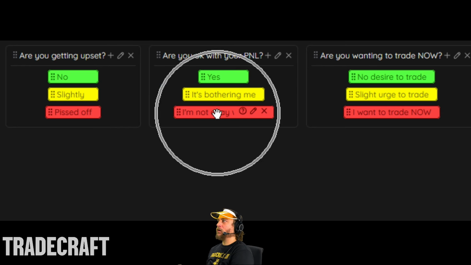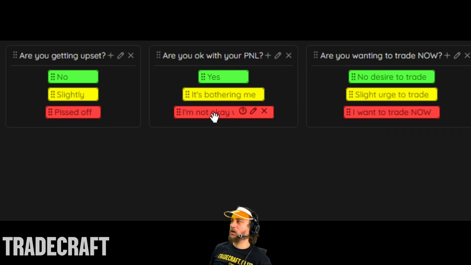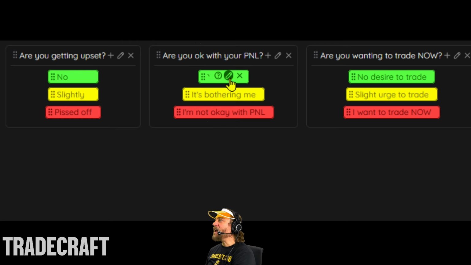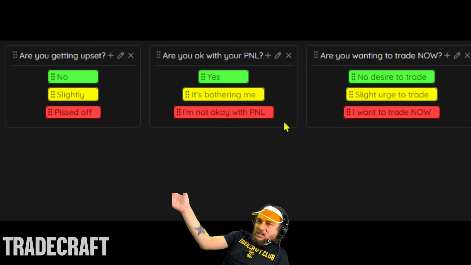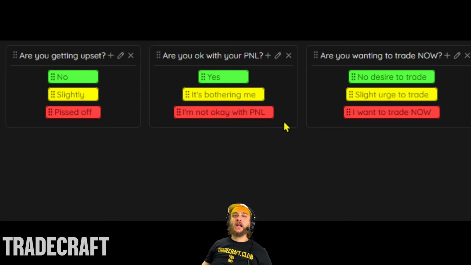Then we have contentment issues. Your P&L, and this goes for a lot of traders, can influence your trading decisions. If you are taking a couple losses after another, you may be staring at your P&L and you are not okay with the P&L. And then you start trying to fix the problem or revenge trade. So are you okay with the P&L? Yes, it's bothering me. I'm not okay with the P&L. So this group of tags is telling me I am trading my P&L.